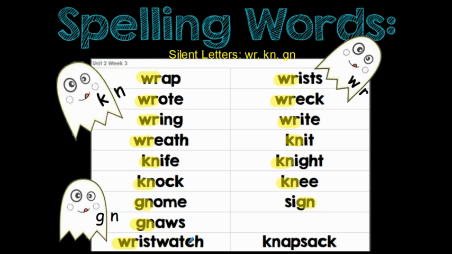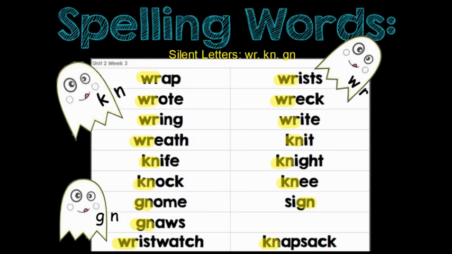Wristwatch. This is actually a compound word. I see two smaller words stuck together to make one big word. We have wrist plus watch makes wristwatch. Knapsack. This is also a compound word. There's two smaller words stuck together to make one big word. It's nap plus sack makes knapsack.